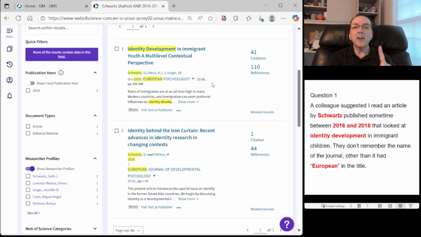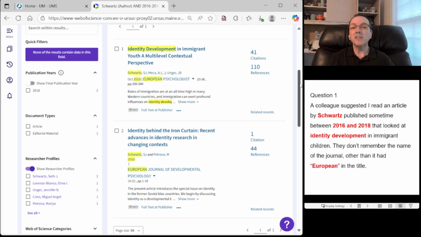And also what's kind of good about this, notice that our question looked at identity development in immigrant children. And notice the title is telling us, oh, this is about immigrant youth. So that's another little clue that, oh, yeah, this is the article we're thinking of. The other one is Identity Behind the Iron Curtain, Recent Advances in Identity Research in Changing Contexts. And that's in the European Journal of Developmental Psychology with Schwartz again. So that sounds kind of close, but nope, I think this looks like the one that we're looking for because it specifically is talking about immigrant youth.